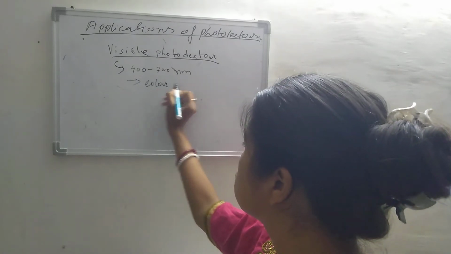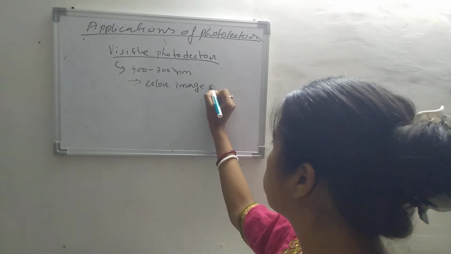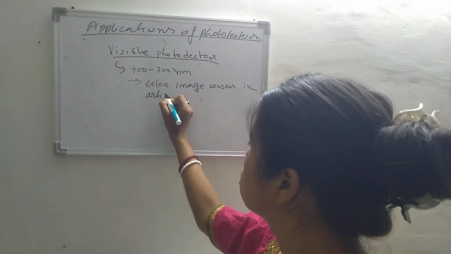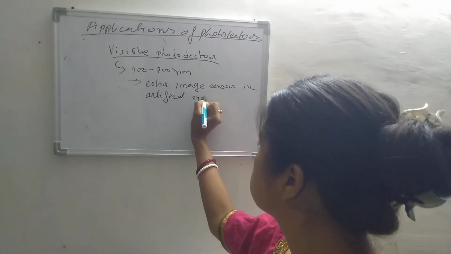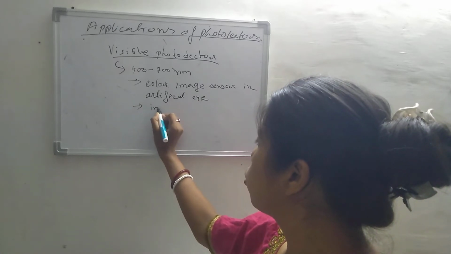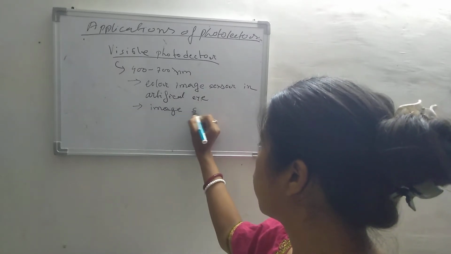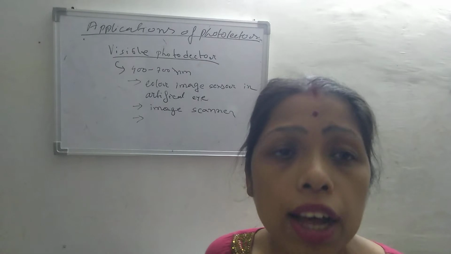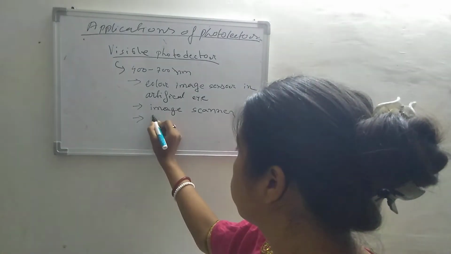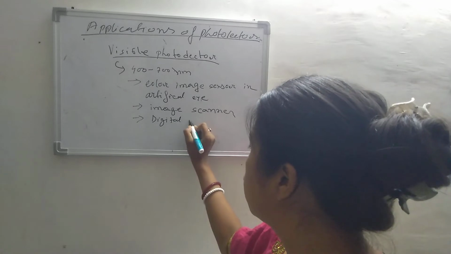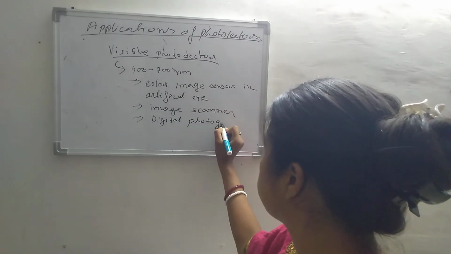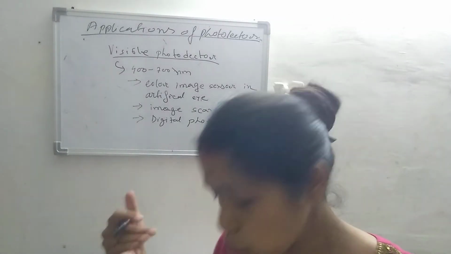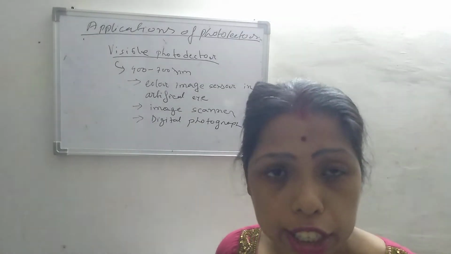color image sensor in an artificial eye. It can also be used in the image scanner. Apart from this, it can also be used in digital photography. These are the main important applications. Apart from this, lots of applications are there related to the visible photodetector.